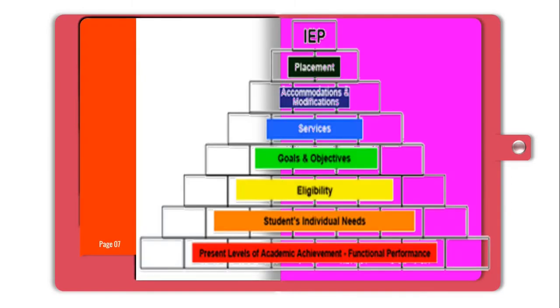The IEP in short: present levels of academic achievement and functional performance are judged before the IEP planning, the student's individual needs are taken into consideration, then the eligibility criteria are checked, then goals and objectives are set for the plan, then services are provided, then accommodation and modification are done in the plan, and then placement in the plan. So this is all about the IEP, that is, individualized education planning or program for an individual.